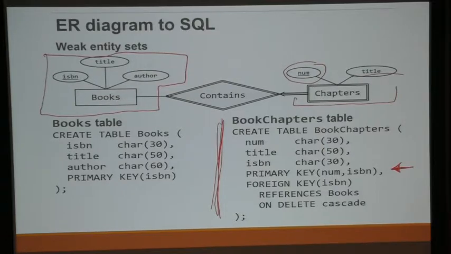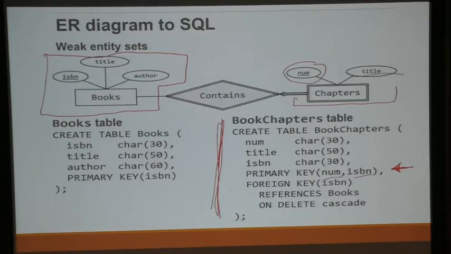Okay? What it means is that you can have duplicate num. Almost every textbook, or practically any textbook that I know of, has a chapter number 1. Okay? That can be duplicated. But a combined one, number and ISBN, can never be duplicated. Okay? And that's critical in the weak entity sets.